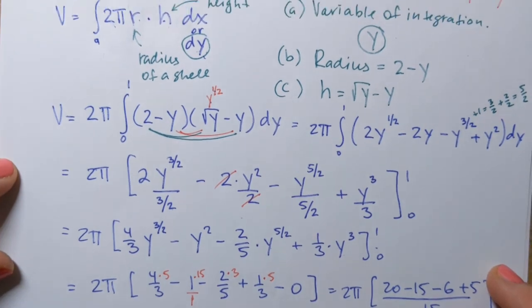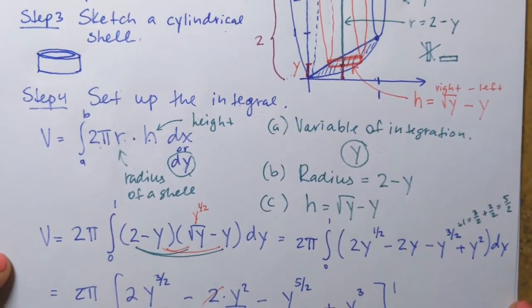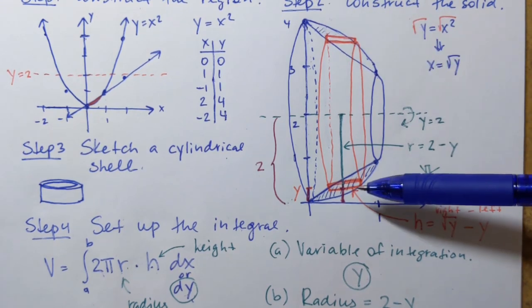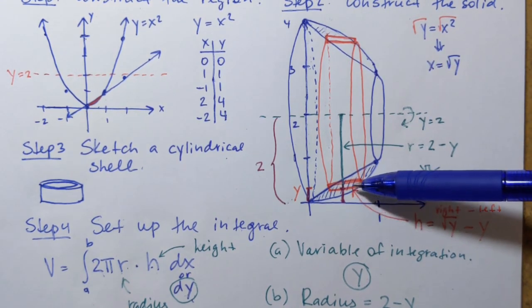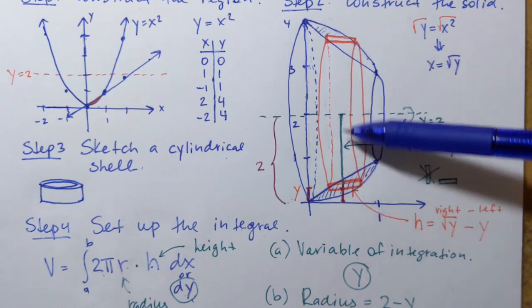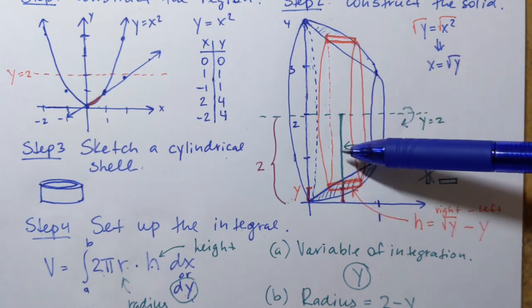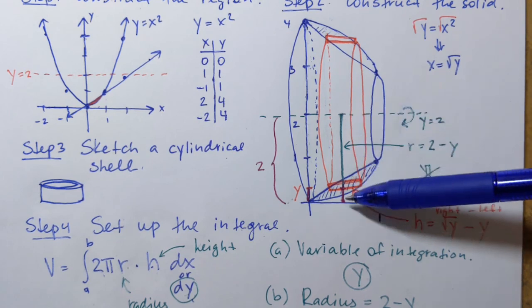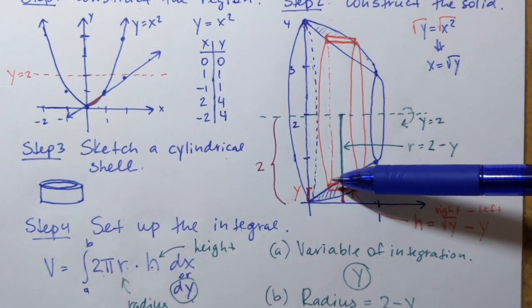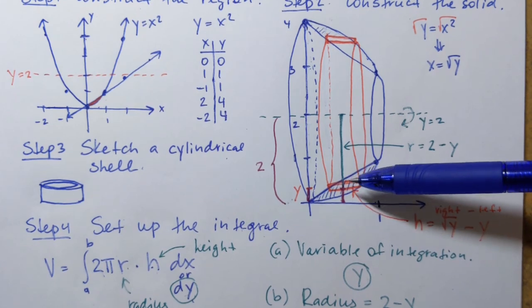And one more time, I want to emphasize that it's very important to have a large picture so that you can see what's going on with your picture. It's very important to sketch a shell, a typical shell, and identify its radius and height by looking at the sketch, not guessing, because there are a lot of different cases how everything can be positioned. So try to go off your picture.